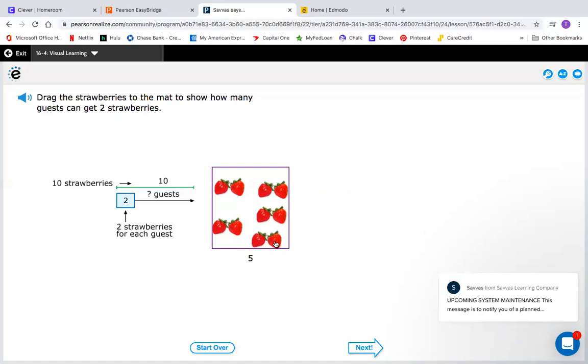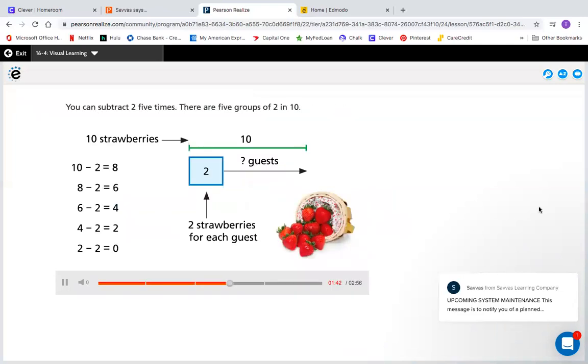So if we're looking, how many people will get strawberries if each person gets 2? 1 group, 2 groups, 3 groups, 4 groups, and 5 groups. So that would mean 5 people can have strawberries. You can subtract 2 5 times. There are 5 groups of 2 in 10. There are no strawberries left. June can serve 5 guests.